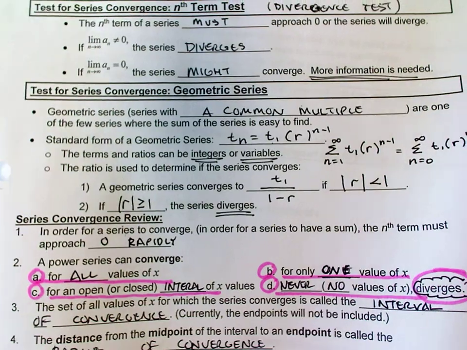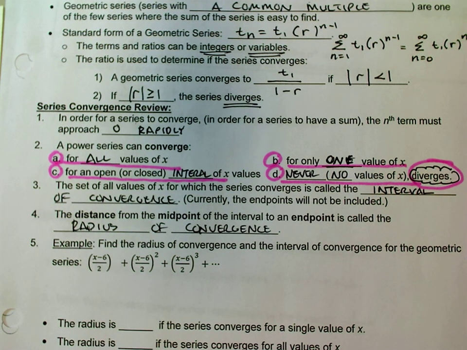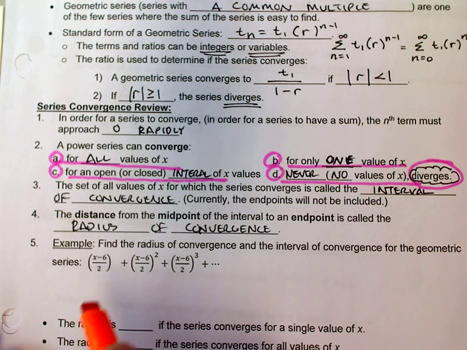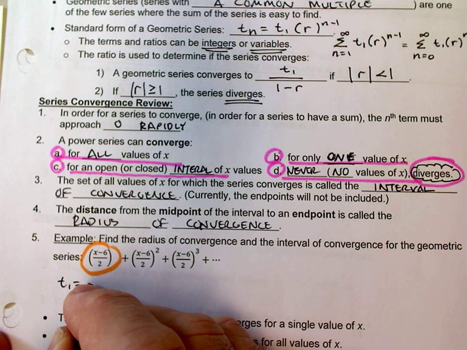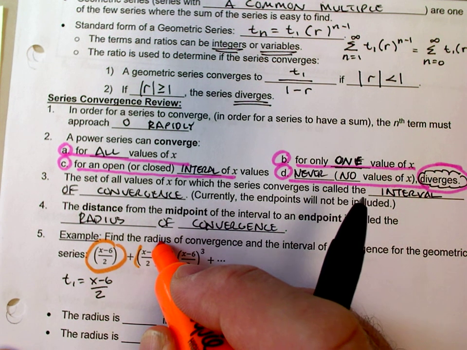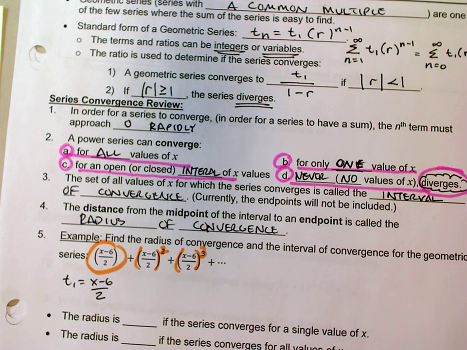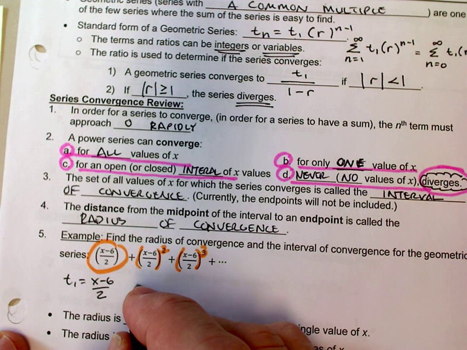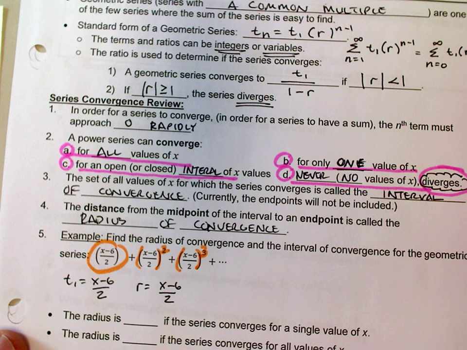So let's do a quick example to make sure we understand these terms. Okay? So when I look at this, I can see that my first term is this guy right here. That term, t sub 1, is just x minus 6 divided by 2. And then when I look at the next term, I see that that's the same term, but squared, and then that same term cubed, which tells me that not only is this the first term, but this is the common ratio, x minus 6 divided by 2.